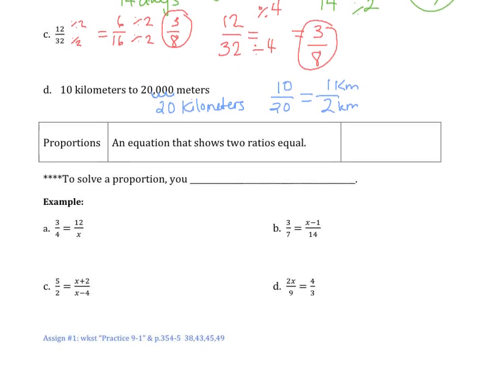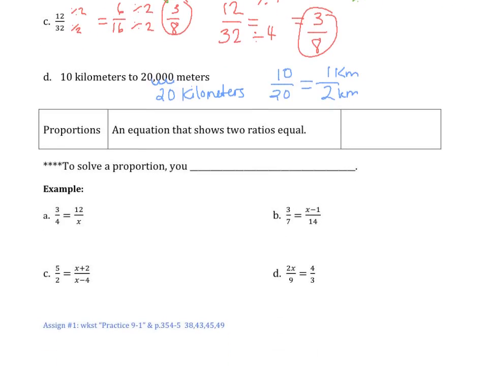All right, next definition here is proportion. A proportion is an equation that shows two ratios that are equal. So something like 50 over 60 is the same thing as 5 over 6. Those are equal proportions. And when we're solving proportions, we are going to be cross multiplying.